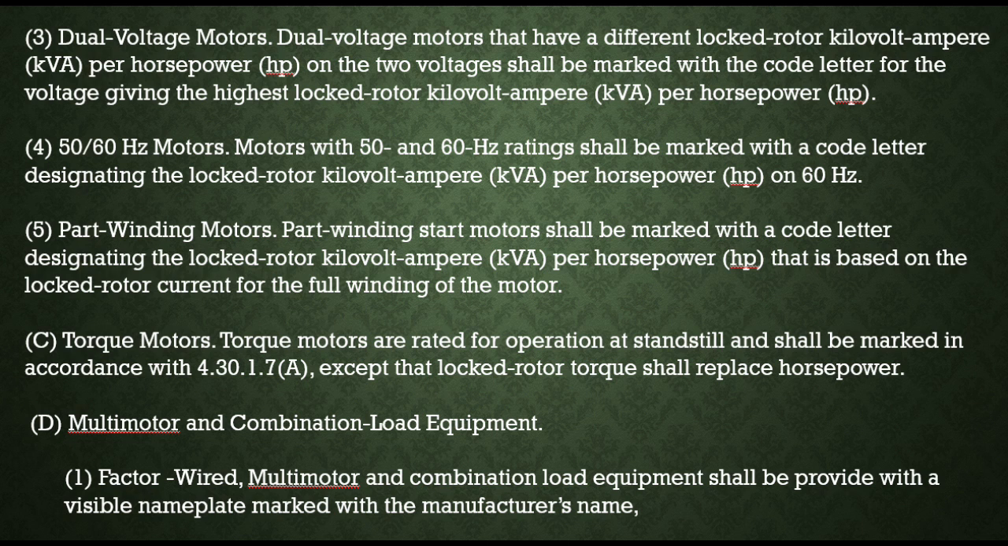Motors with 50-60 Hz ratings are marked based on 60 Hz. Part winding motors use a code letter based on the full winding. Torque motors are marked per 4.30.1.7a using locked rotor torque instead of horsepower. Multi-motor equipment needs a visible nameplate with the manufacturer's name.